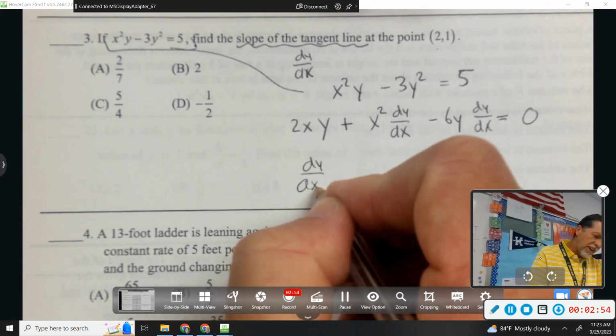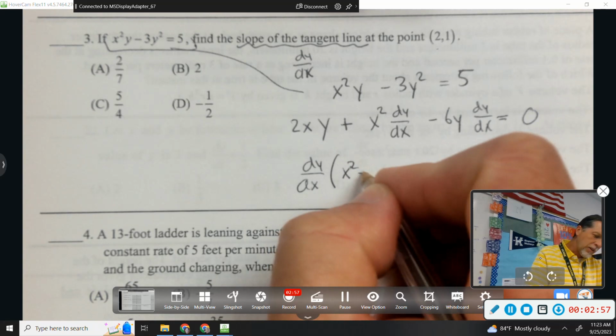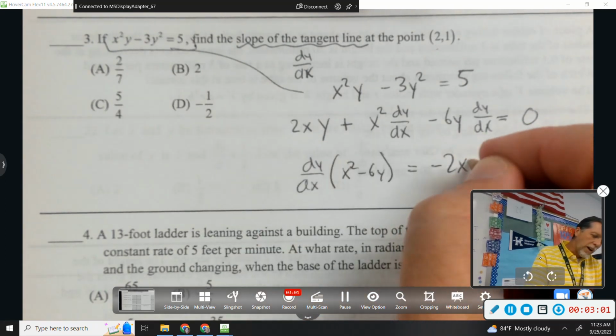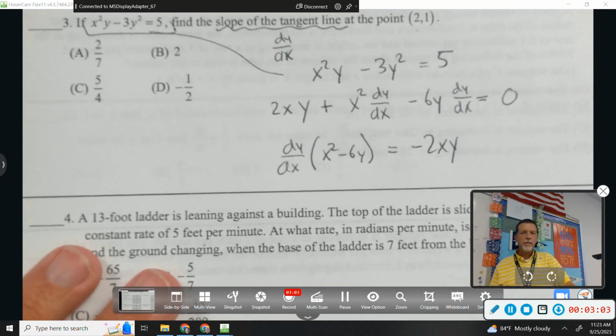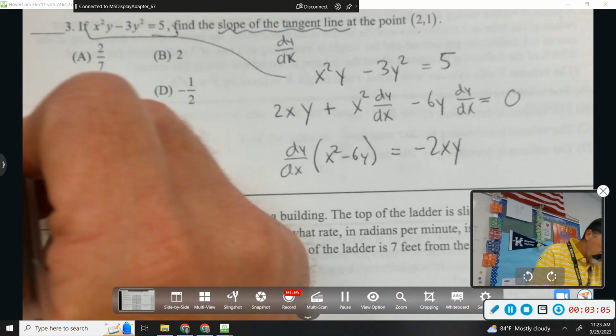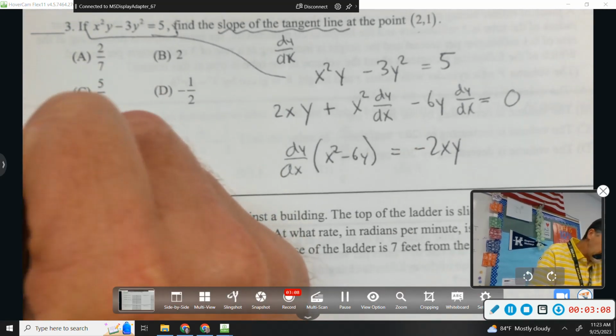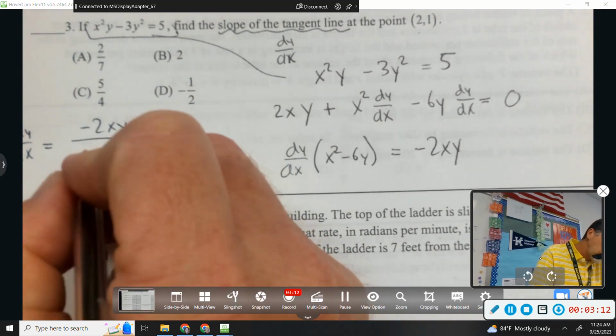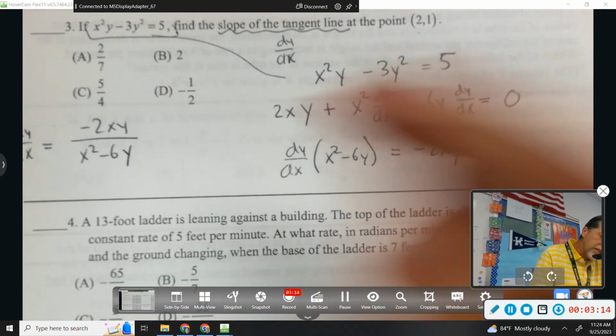So let's factor out the dy dx. That leaves x squared minus 6y. I'm going to move the 2xy to the other side. So dy dx is negative 2xy over x squared minus 6y.